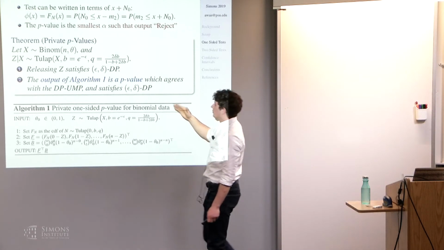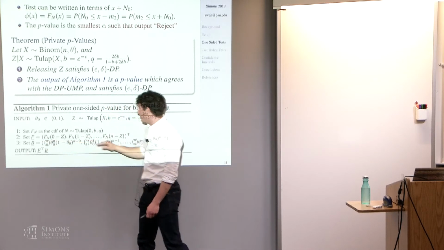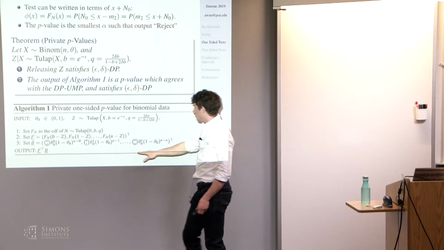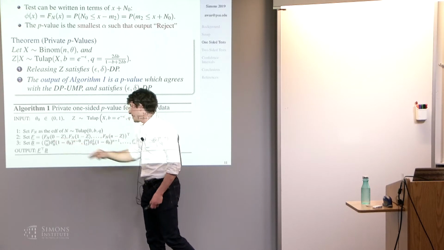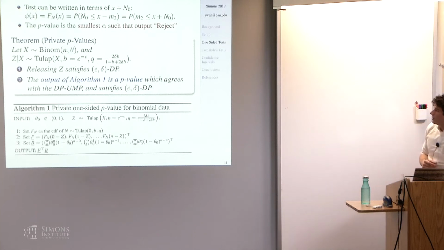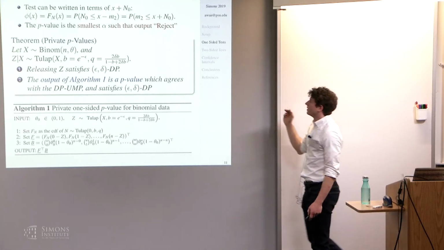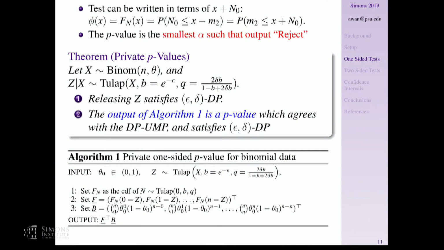And then an easy way to compute it is in terms of the PMF of the binomial down here and the CDF of the Tulap. You take an inner product. It's as easy as that, we're able to compute the p-values. So these p-values satisfy differential privacy because they're post-processing Z. And they agree with our UMP tests that we developed earlier.